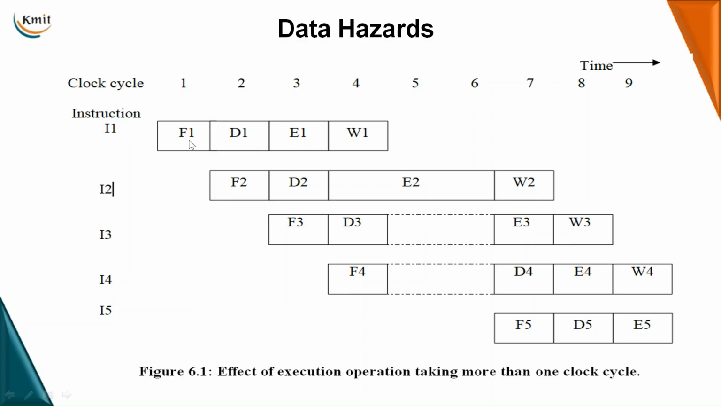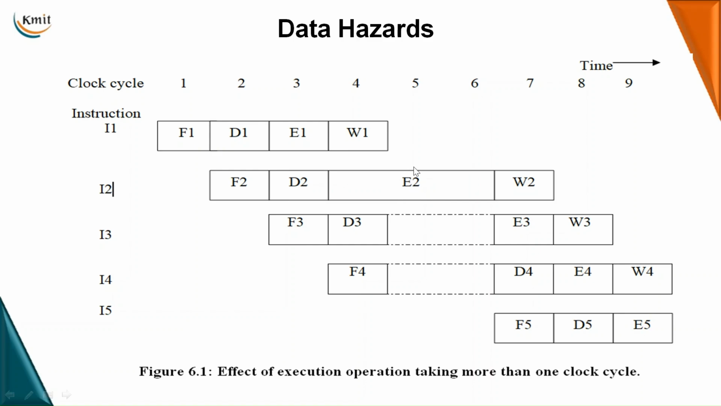So the instruction I1 is fetched in the first clock cycle, decoded in the second clock cycle, executed in the third clock cycle, and written back in the write back stage, W. Here, whatever result has to be written into the destination register or destination location is written in the write back stage of your pipeline. For the instruction I2, the fetch stage takes place in the second clock cycle, the decode stage takes place in the third clock cycle, and for execution, it is taking more than one clock cycle.